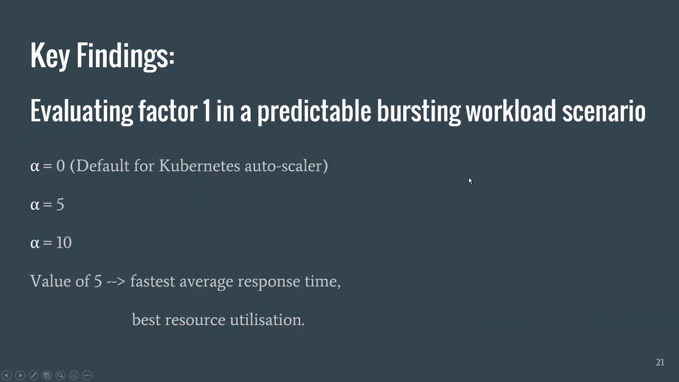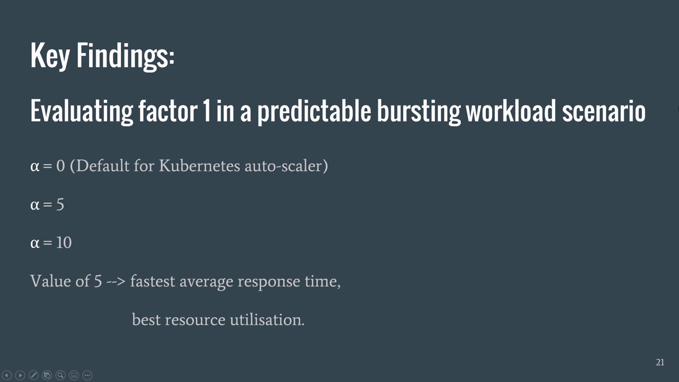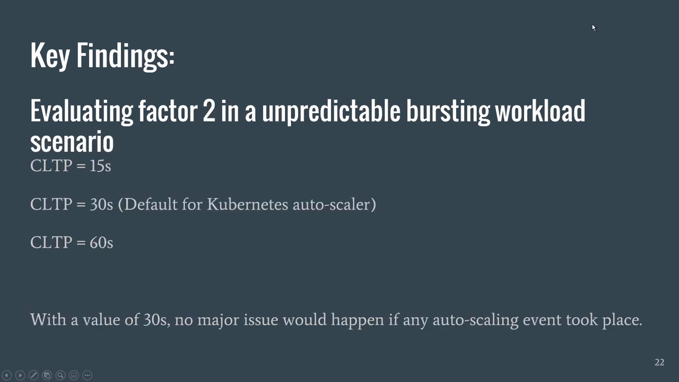So the first factor was the conservative constant. It was used in a predictable bursting workload scenario, and with a value of 5, it offered the fastest average response time and the best resource utilization.